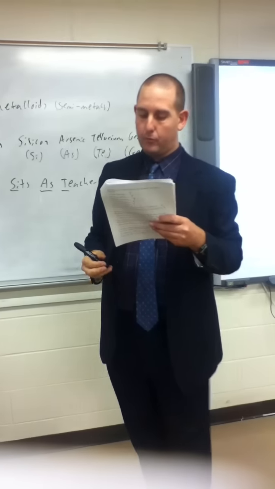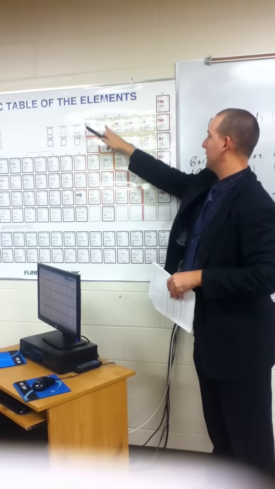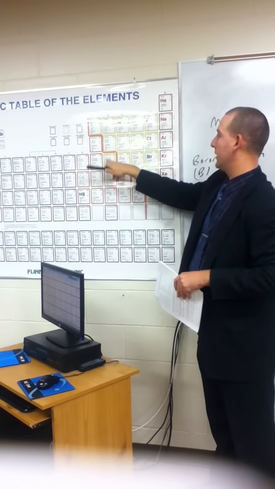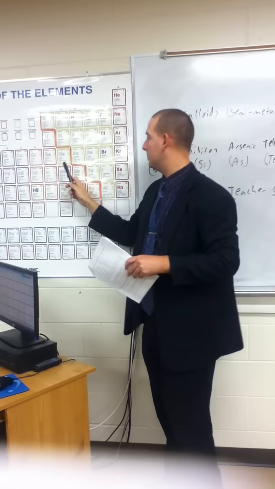And number 10, which group 14 element is a metalloid? Go down to group 14, the only metalloids are sits and gets, silicon and germanium. And the one that's there is silicon, choice 2.